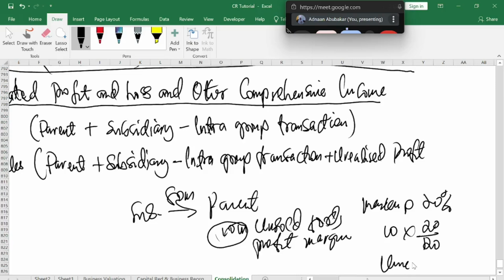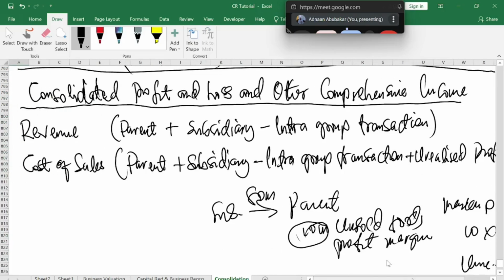Unrealized profit. So this unrealized profit will come and be added here. When we add it here, remember the one who sold the goods has already recorded that profit in the revenue. Assuming the subsidiary sold the goods, remember, he has already made profit on this 10 million, and they added it here. So we will come and remove that from the unsold cost of sales. Do you understand?